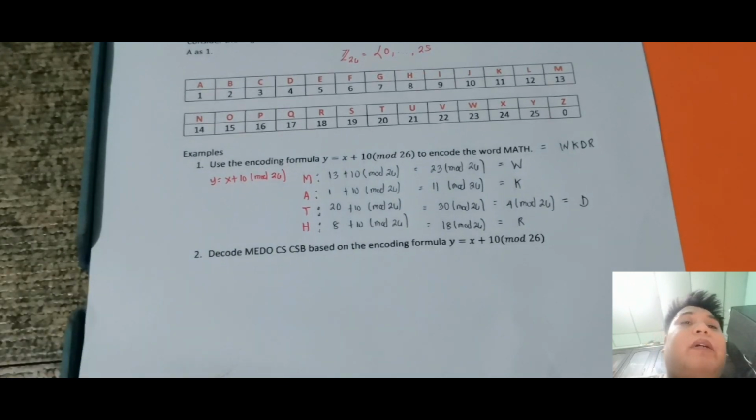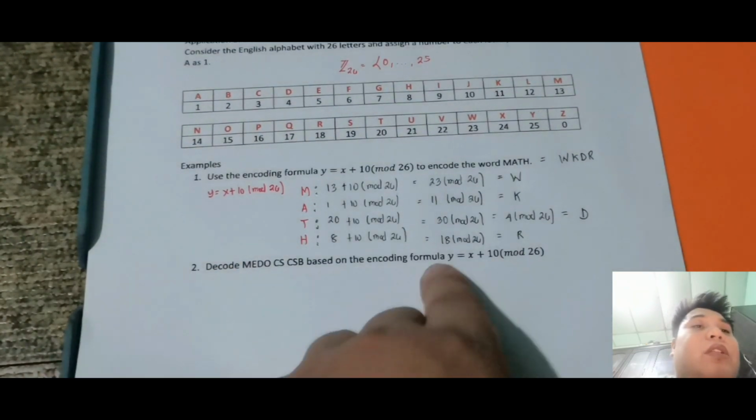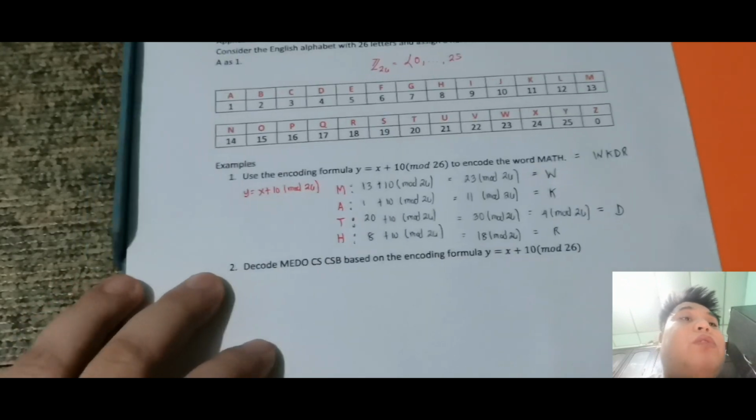Okay, so lastly naman is let us decode. So again, ito yung encoding formula. Ito naman yung ating decoding. So hindi natin alam kung ano yung decoding formula. So note, ito yung decoding formula. Kailangan naman natin solve yung encoding formula. So ganito lang kasimple guys para makuha yung decoding formula natin.